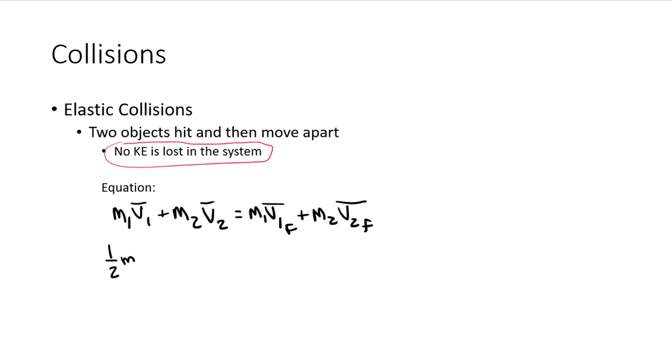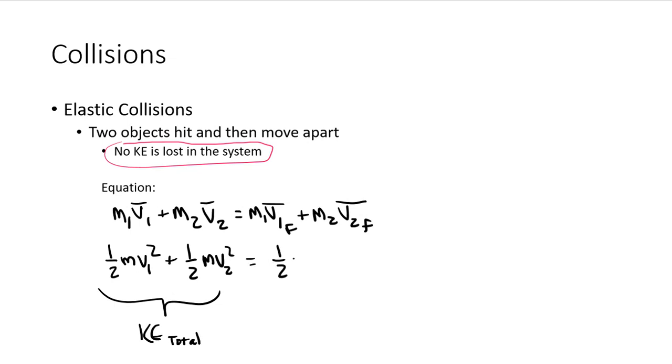I take the kinetic energy of the first object and I take the kinetic energy of the second object and I add them up, I'll get a total kinetic energy initial. And if no kinetic energy is lost, well, then again, that has to equal, I'll call this mass 1 and I'll call this mass 2, the kinetic energy of the first object plus the kinetic energy of the second object.